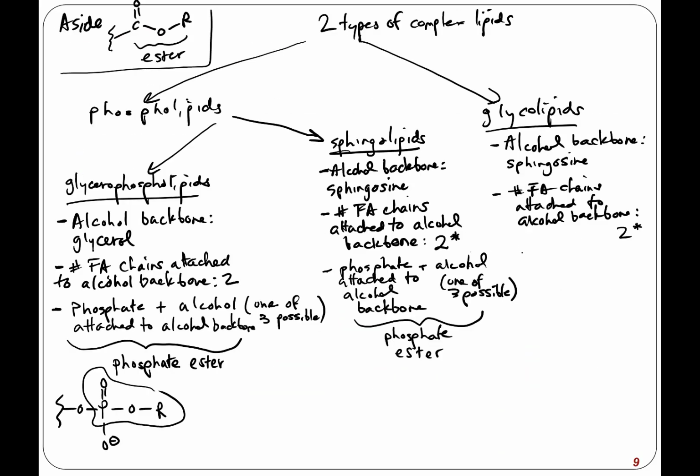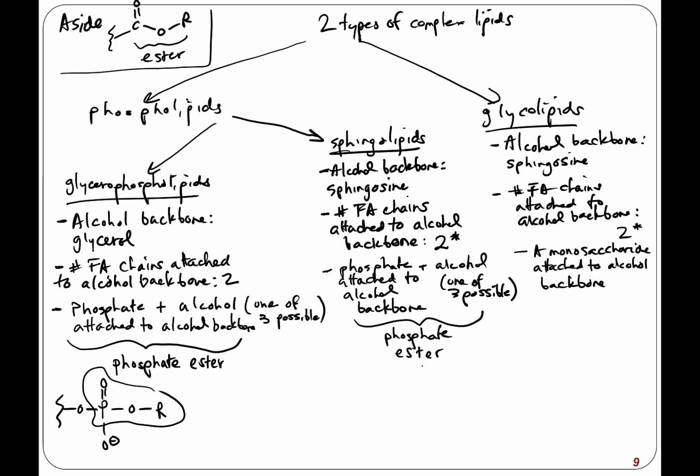And then the last thing that I wanted to point out here for glycolipids is that instead of a phosphate ester, it's actually a monosaccharide attached to the alcohol backbone. A monosaccharide that is attached to the alcohol backbone. Okay. All right.